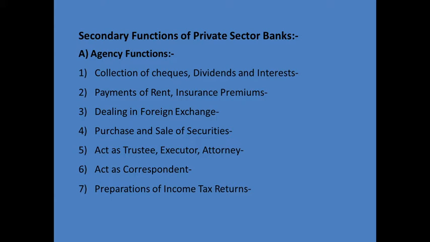A. First, the agency functions. Under agency functions, the first important secondary function of the private sector bank is the collection of checks, dividends, and interest. As an agent, the bank collects checks, drafts, promissory notes, interest, dividends, etc. on behalf of its customers and credits the amounts to their accounts.